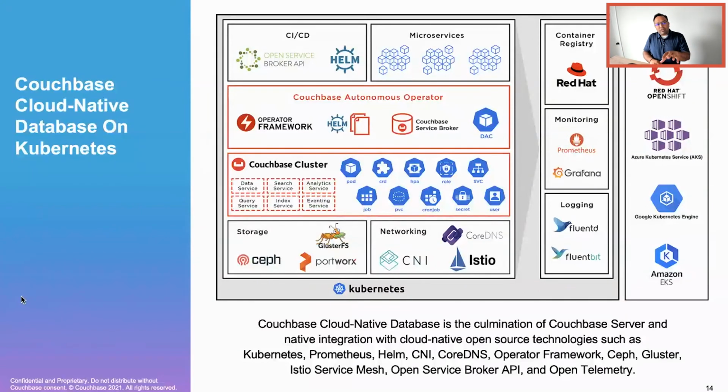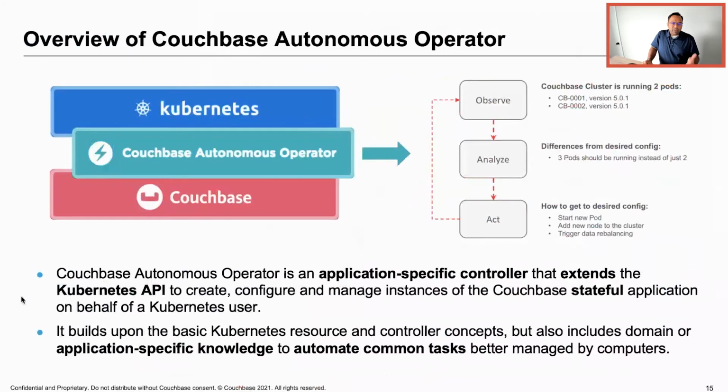The Autonomous Operator, which is the operator for the native integration with Kubernetes, is the core component of our cloud-native database stack. And it has integrated with the various other cloud-native technologies. The Autonomous Operator is the prerequisite to be able to use this cloud-native integration or cloud-native database stack. So let me talk about what this Couchbase Autonomous Operator is.